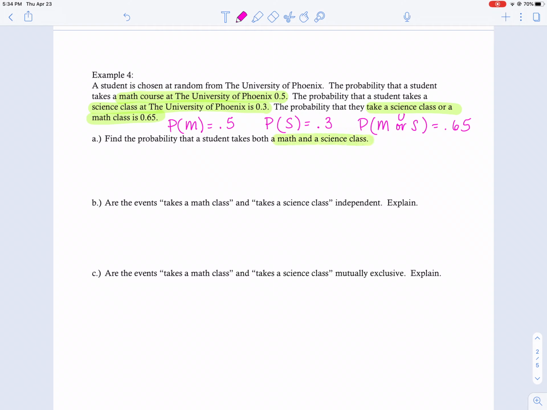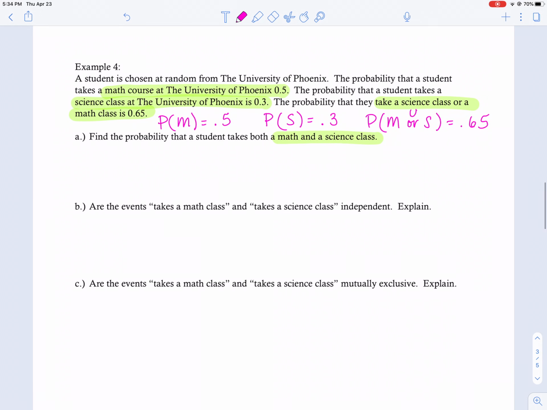Math and science. So that's very similar to what we just did, okay? So how do we get that? We know that the probability of math or science is equal to the probability of math plus the probability of science minus the probability of math and science. Okay, so our OR is 0.65. Our math is 50%. Our science is 0.3 or 30%.